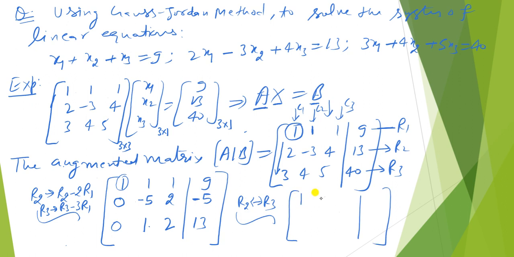So write the first row as 1 1 1 9, 0 1 2 13, 0 minus 5 2 minus 5. So now this is the key element, and with the help of this key element make this minus 5 zero with the help of the 1. If 5 times 1 is added to minus 5, this entry becomes 0. So here perform the row elementary operation R3 is R3 plus 5 times R2.